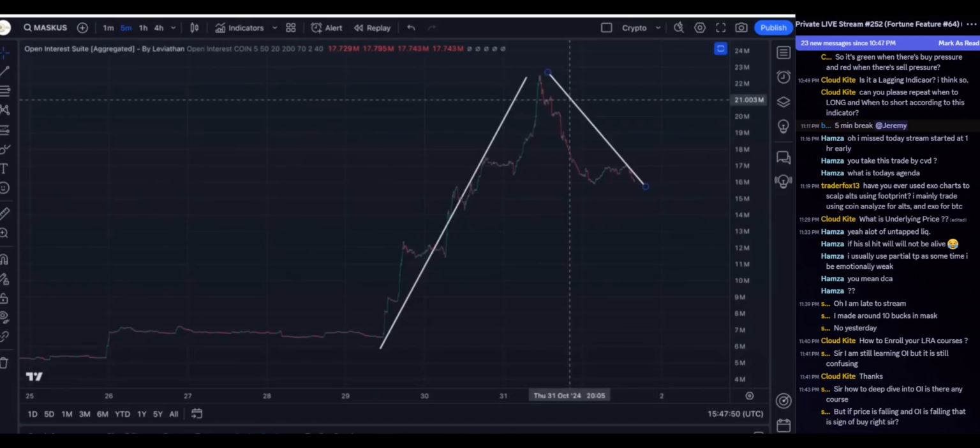So this is the beauty of open interest. You're looking for a V-shape reversal of open interest. Now that V-shape or upside down V-shape reversal is likely going to lead to an upside down V-shape movement in price.